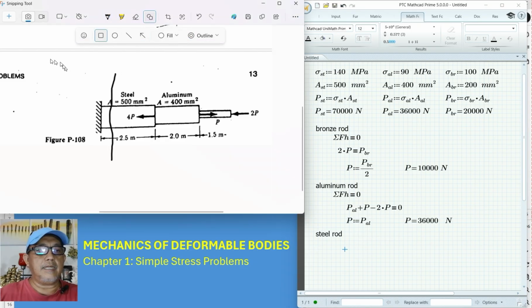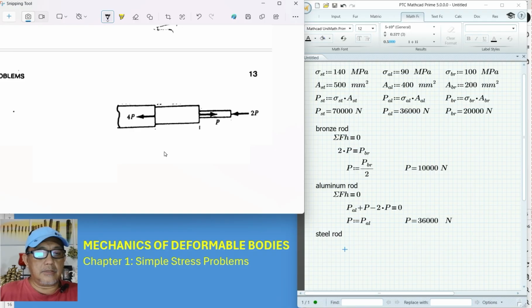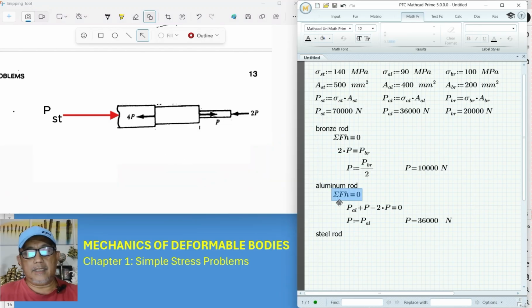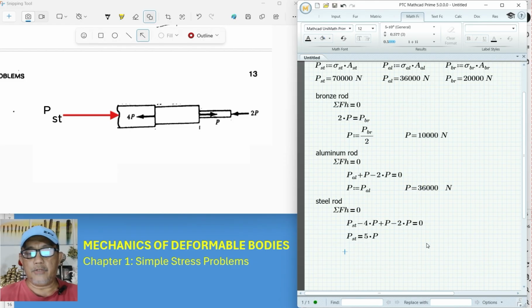And for the steel rod, let's cut a section here, and we'll remove the left side, so we'll have our free body diagram. Looking at the external loads: 4P to the left, another 2P to the left, and P to the right. So there's a net force of 5P to the left. That's because 4P plus 2P is 6P, minus P is 5P to the left. That means our internal force here should be directed to the right, so it's compression again. We will call that P sub ST. Summation of forces horizontal equals 0: P sub ST minus 4 times P plus P minus 2 times P equals 0. That gives us P sub ST equal to 5 times P. Solving for P, P equals P sub ST divided by 5, so P equals 14,000 newtons.